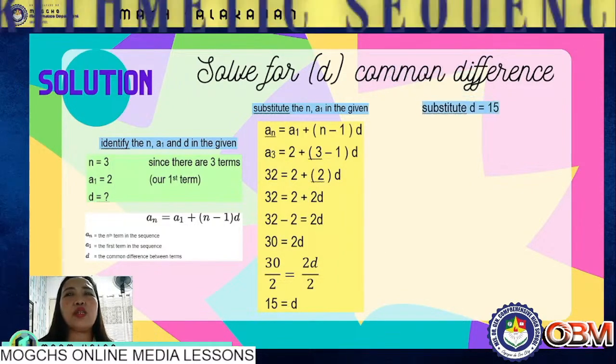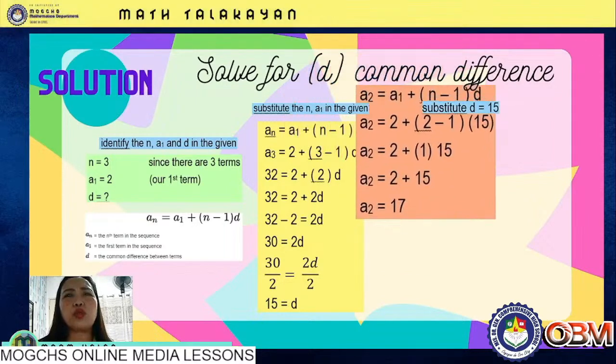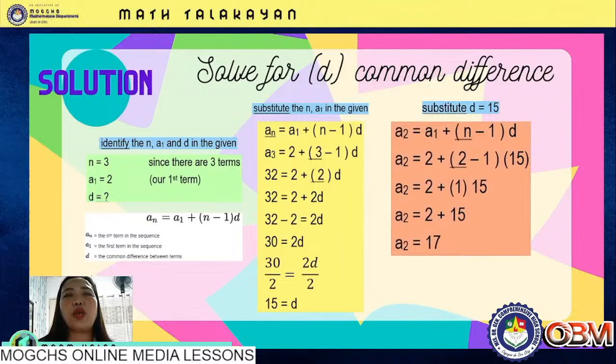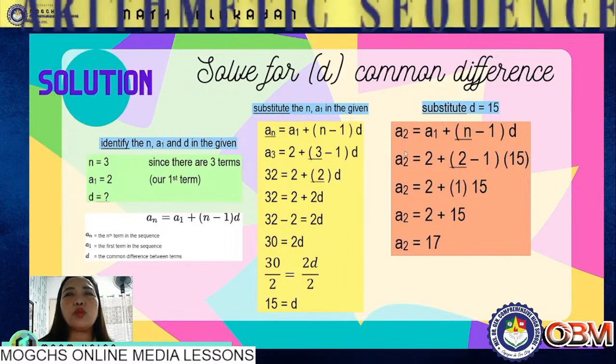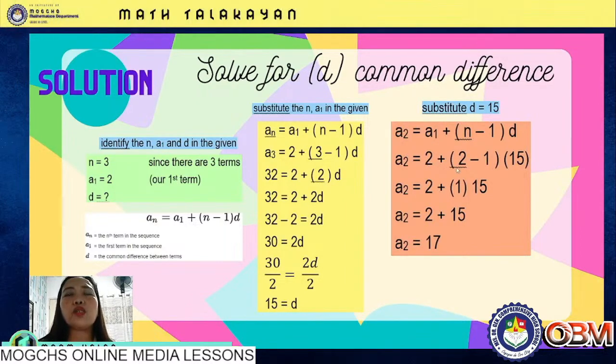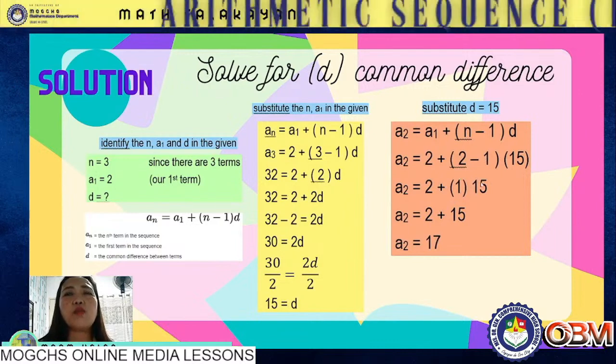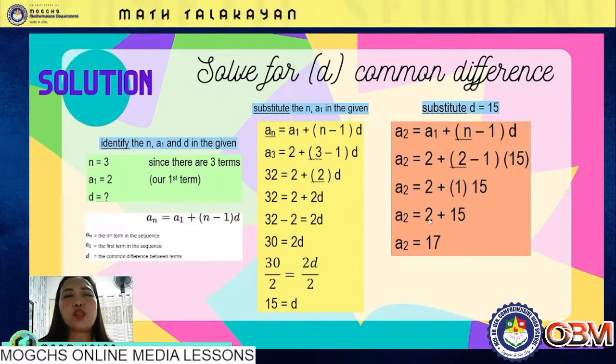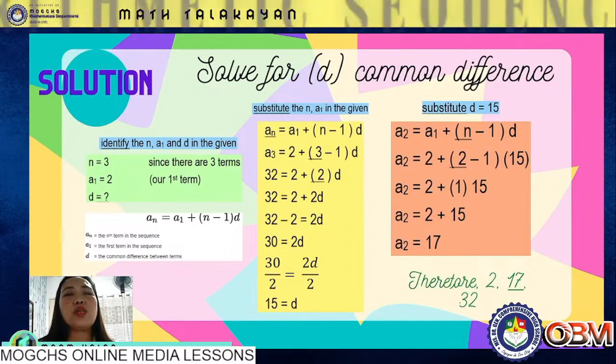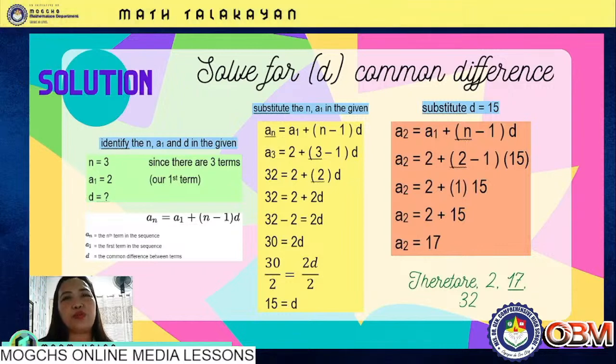So we have already d equals 15, then substitute to our formula. So we're going to solve for the second term. So a sub 2 is equal to 2 plus the quantity of 2 minus 1 times 15. Then 2 minus 1 is 1, times 15 is 15, plus 2 equals 17. Therefore, a sub 2 is 17. To complete the sequence, we have 2, 17, and 32.